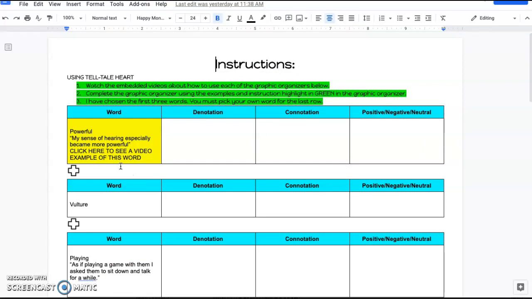The reason being is when you see denotation, I want you to think dictionary. Denotation is what the word actually means, versus connotation, which is the emotional definition that we have with the word. That would be where we take our past experiences and think about, okay, when do I use this word and how does this word make me feel? And then we're going to identify whether or not the word is positive, negative, or neutral.